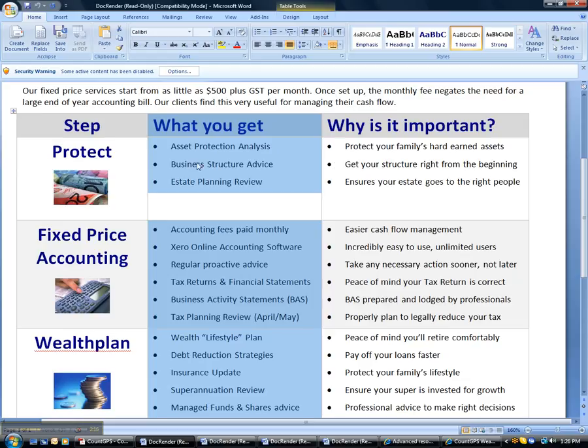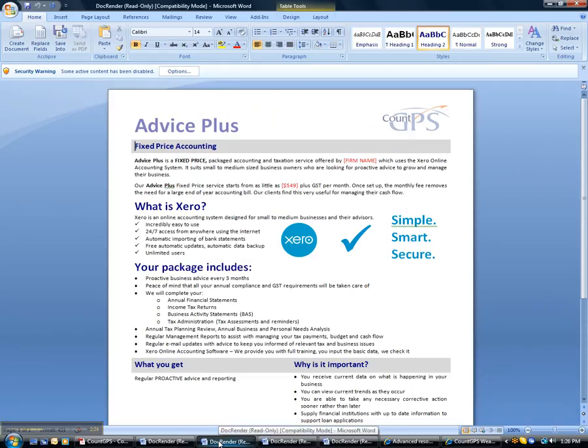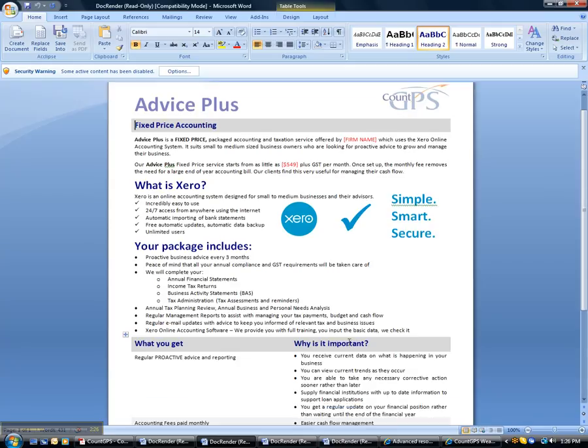Say, for example, you might offer business structure advice as a service, but why is that important to your client? Well, it's going to get their structure right from the very beginning. So the better we become at expressing our value proposition, and Count GPS makes it very easy for us to do that by nature, then the easier it is for us to engage our clients.